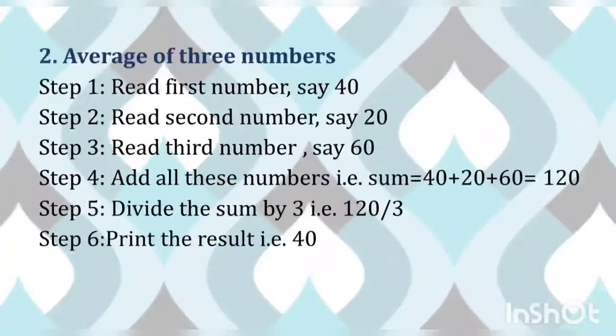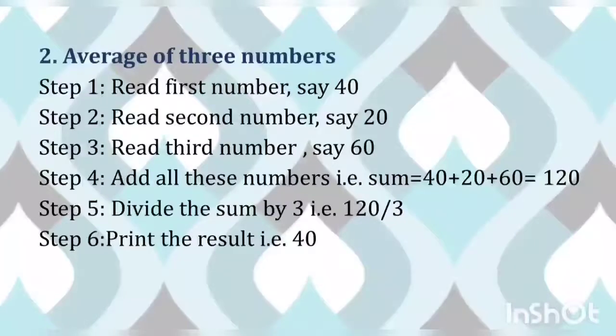Okay. Now next is the average of three numbers. Read the first number. When it is the average of three numbers, you have to get three numbers as the input, then calculate and find the average, and then display the result. Same thing. Read first number say 40, read second number say 20, read third number say 60. Add all these numbers, that is one step. 120 is the total you have got. Again, the next step is dividing that sum by 3.